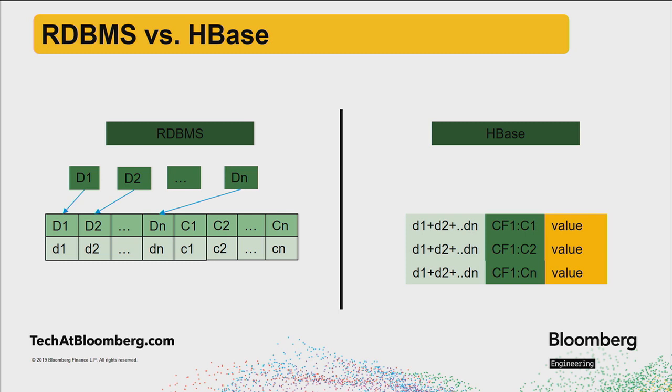In this illustration, what I'm trying to show is a simple transpose of an RDBMS relation to HBase. At the end of it, you will have a row which shows transactional consistency both in RDBMS and in HBase. In the RDBMS case, you have a table with dimensions D1 through Dn and columns C1 through Cn. Once you transpose that with the row key as D1 plus D2 plus Dn, you have a transactionally consistent row in both systems.